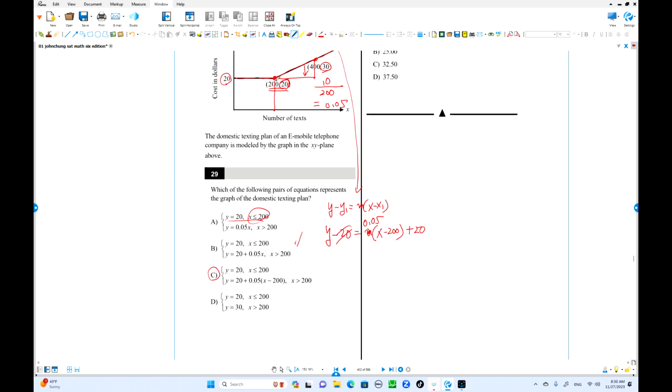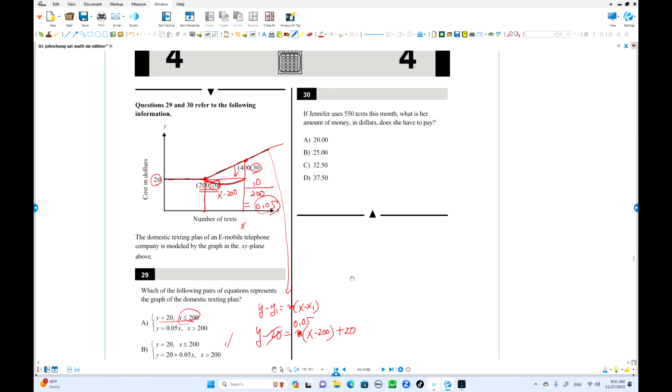Well, you can see that from here up to here, we're going to pay $20. After that, if this is x, this is additional texting, right? So x minus 200. So for each additional text they're going to pay 0.05. You can solve it this way too.